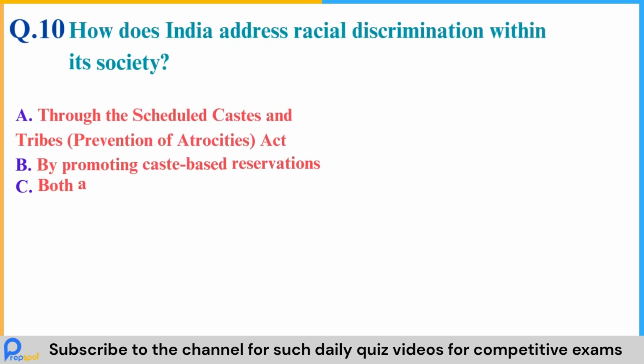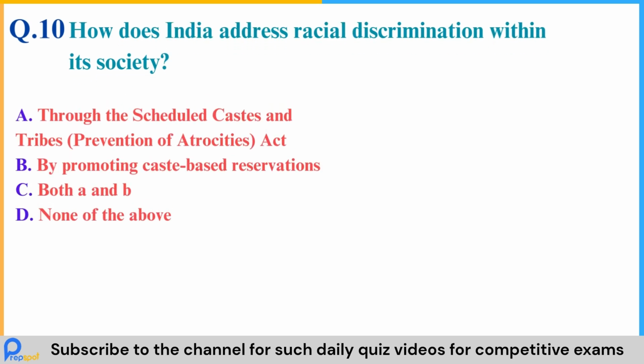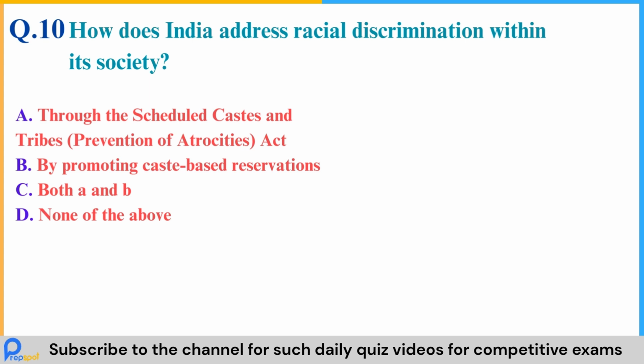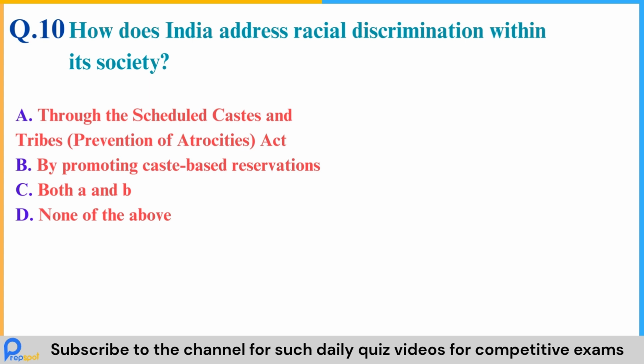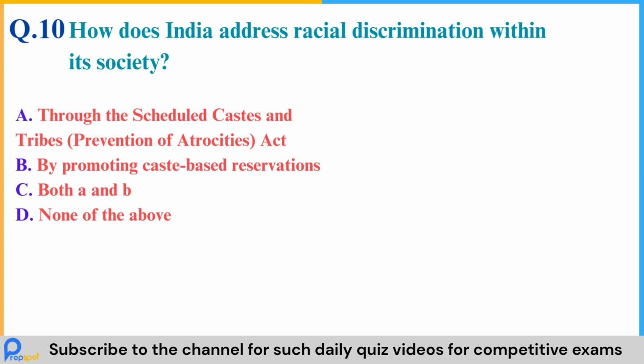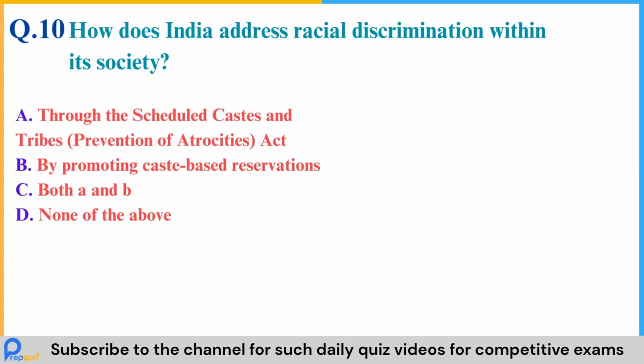How does India address racial discrimination within its society? A. Through the Scheduled Castes and Tribes Prevention of Atrocities Act. B. By promoting caste-based reservations. C. Both A and B. D. None of the above.